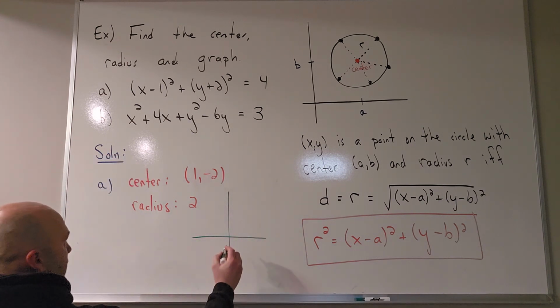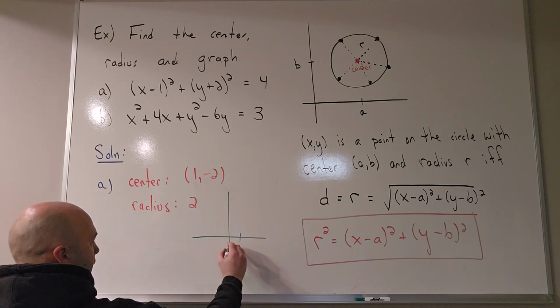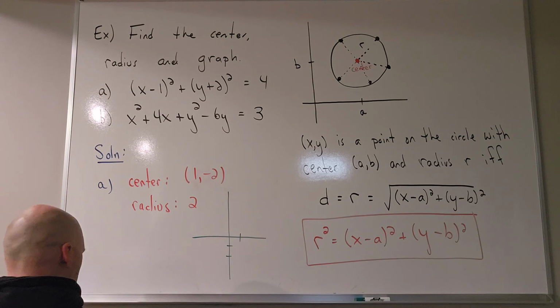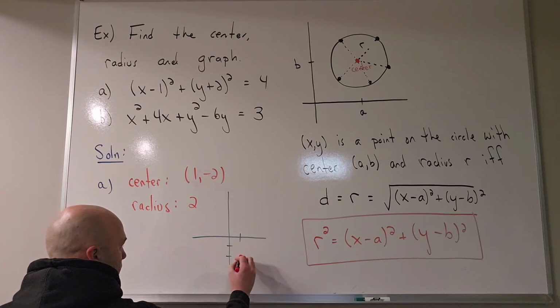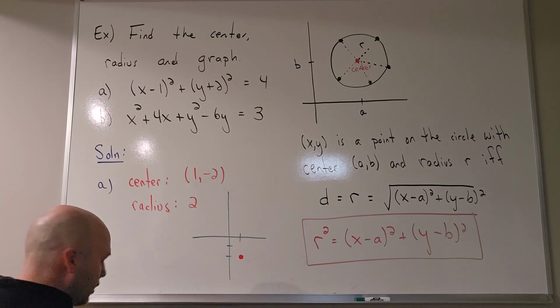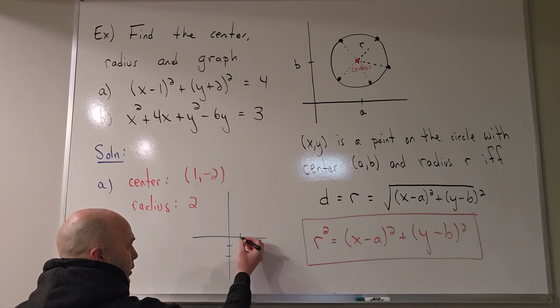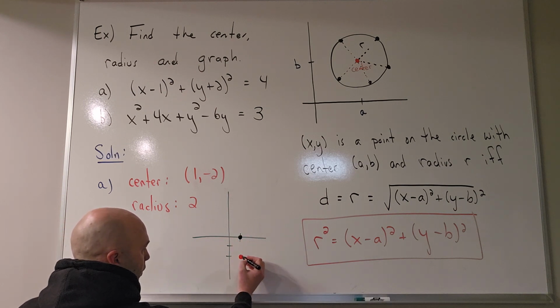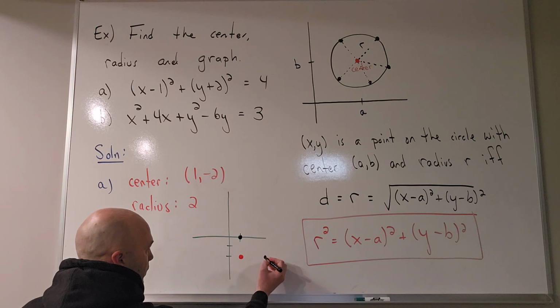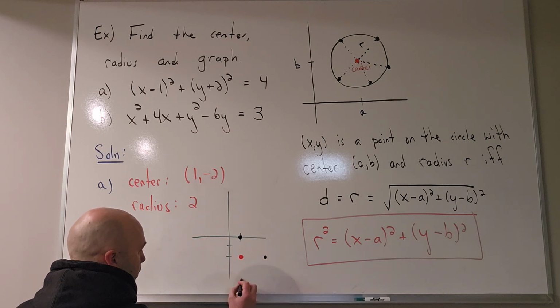all right, so my center is over 1 and then down 2. So that means my center is right here. Radius of 2, so let's pick some specific points that are on there. So this would have distance 2 away. This would have distance, so let's see, 1, 2, 2, 2.